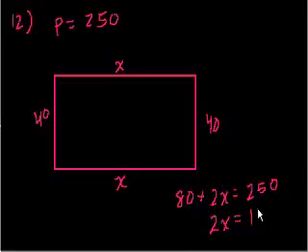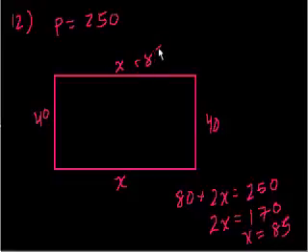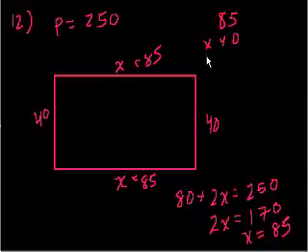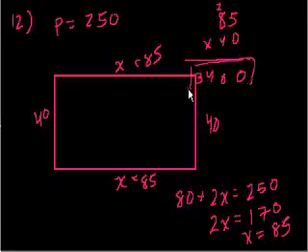Solving for x, we get 2x is equal to 250 minus 80, which is 170. And then x is equal to 85. Now if we want to get the area of this, we just multiply the base times the height. So 85 times 40. Put a 0 here, and 4 times 5 is 20. 4 times 8 is 32, plus 2 is 34. So the area is 3,400 square meters. I hope I didn't do something wrong with the math, but I think you get the point. Next problem.